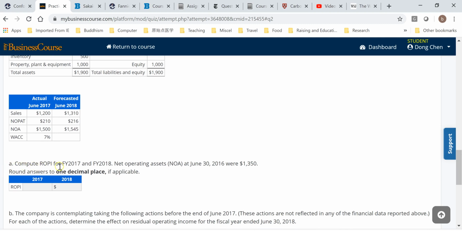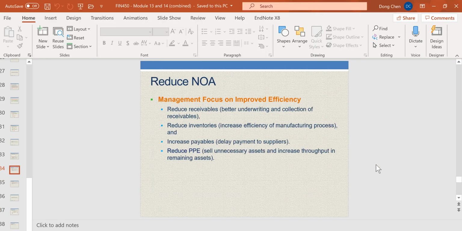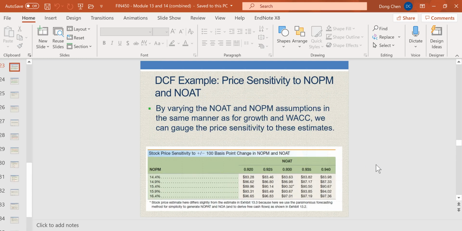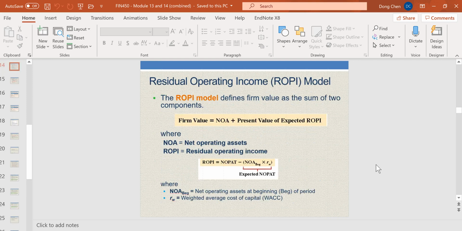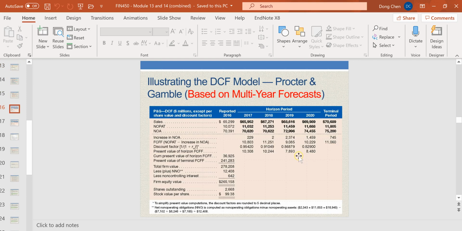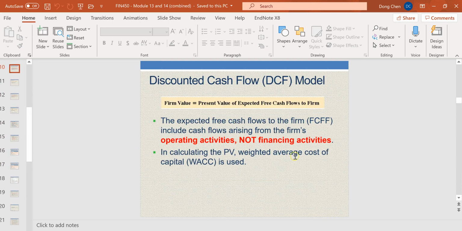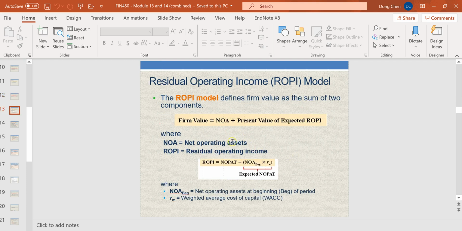So compute ROPI for fiscal year 2017 and 2018. Net operating assets at June 30, 2016 were this number. Round answers to 1 decimal place. So to calculate ROPI, we know that the formula for ROPI is NOPAT minus the beginning value of NOA times the WACC. Beginning value of NOA basically is the previous year's NOA on a balance sheet, which can be calculated from the balance sheet.